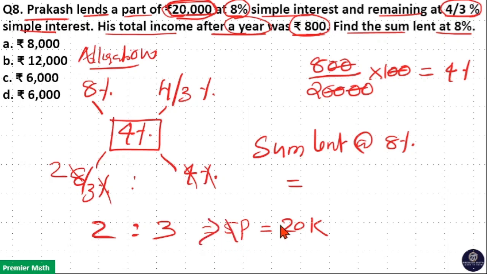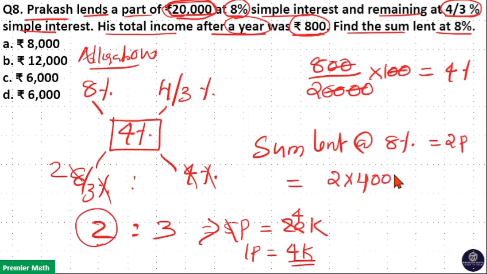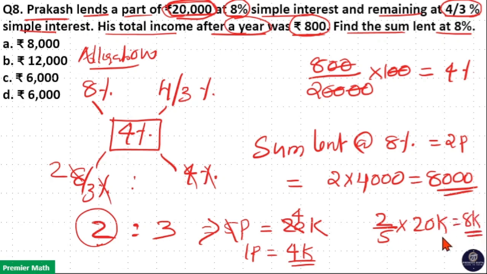Now 5 goes 4 times in 20. That is 1 part is equal to 4,000. Now the sum lent at 8% is equal to 2 parts. So 2 parts is equal to 2 into 4,000, which is equal to 8,000. Or you can find 2/5 into 20k. This is also 8k, because 2 parts out of 5 parts.